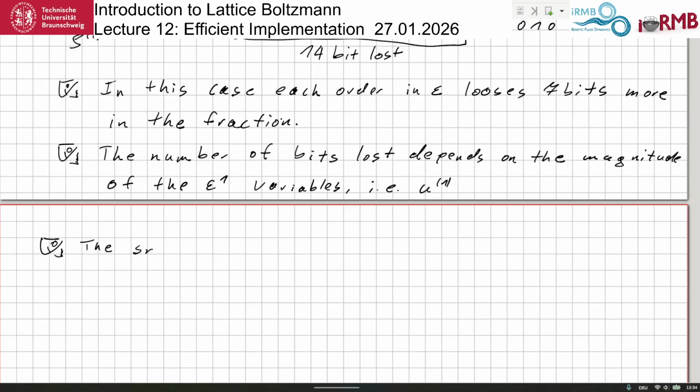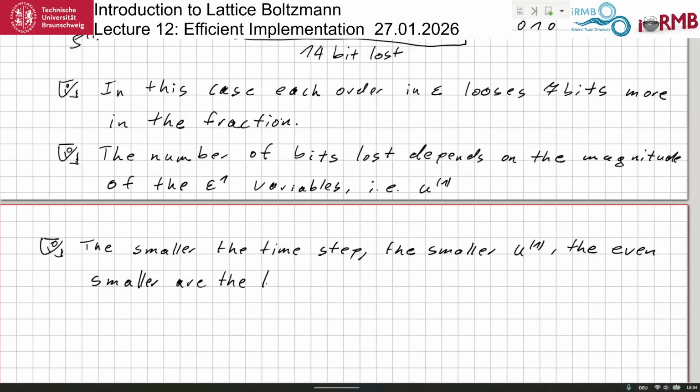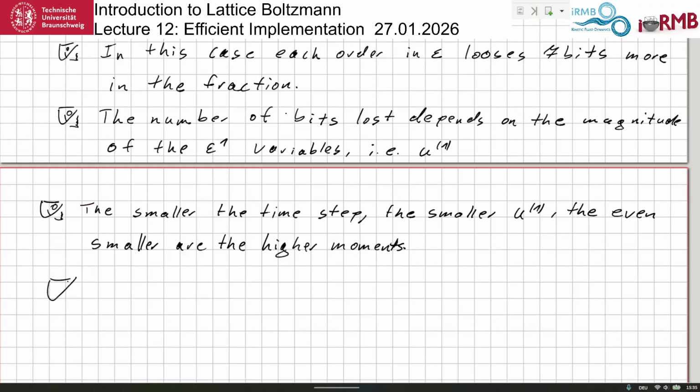So the smaller the time step, the smaller u to first order becomes. And then even smaller are the higher moments. So we can also make, I'm not sure this makes exactly sense. I also tried this out and didn't see it properly, but let's just think this through.